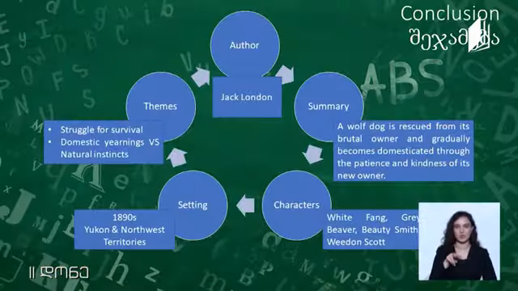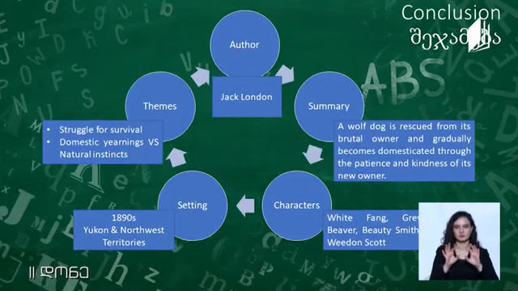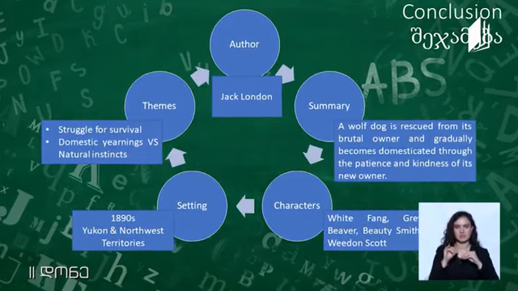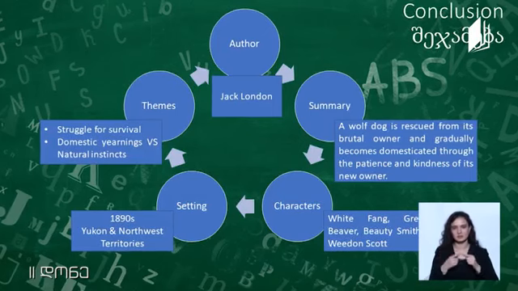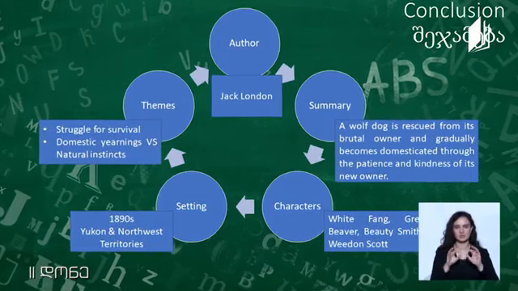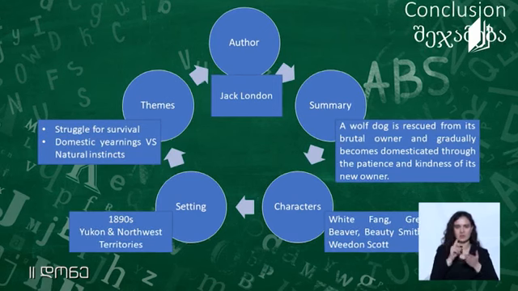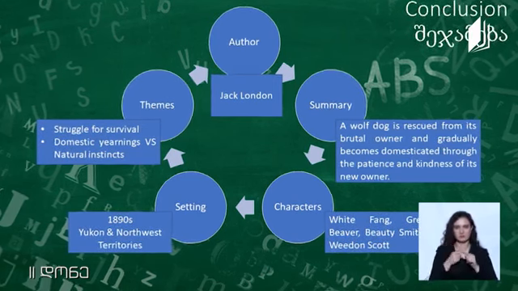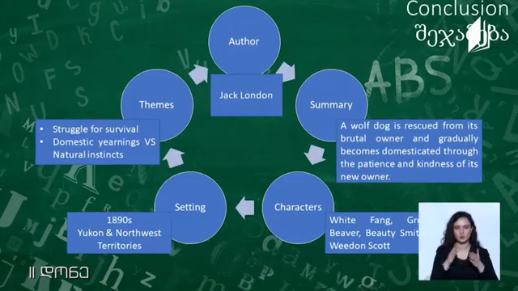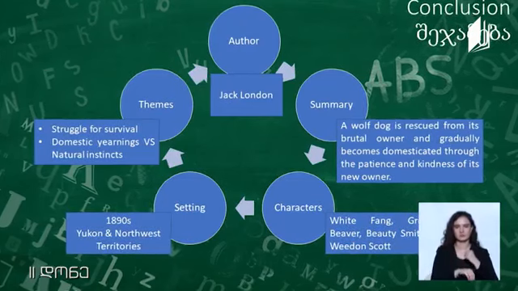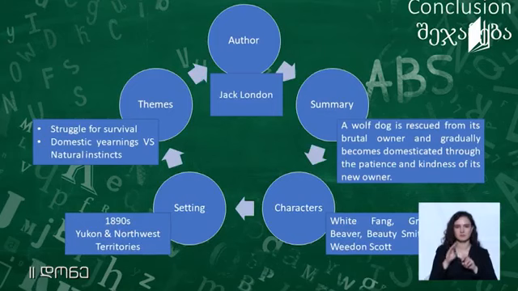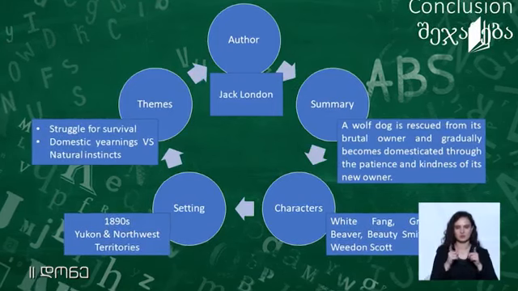For now, we are almost out of time, so let's review what we discussed. First, we talked about our author, Jack London. Then we went on to the summary of White Fang's transition from the wild to the domestic world. After that, we looked at our characters, White Fang and the three humans in his life. Then the cold setting of the Yukon during the gold rush. And finally, our main theme of domestic longing versus natural instincts.